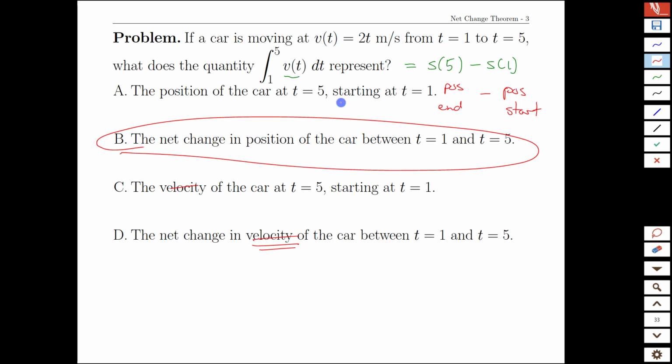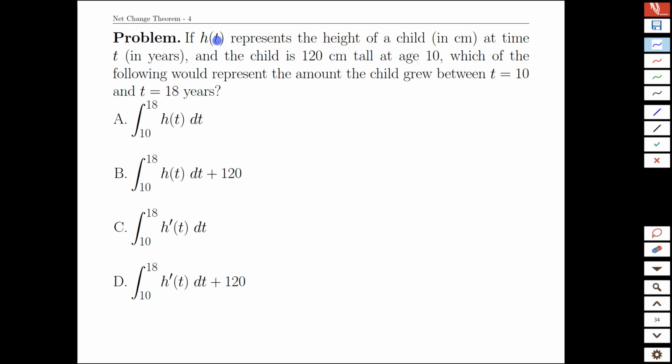This other interpretation is a little fuzzy. I'm not even sure what it would mean, but it definitely does not give us a position at a certain time. It's the difference in position over a certain time interval. Let's try another. This one's a little more abstract. If h of t represents the height of a child in centimeters as they grow, they're 120 centimeters tall at age 10. Which of the following would represent the amount the child grew between t equals 10 and t equals 18 years? Take a moment to scan down there, think about your answer, and then we'll check in again.